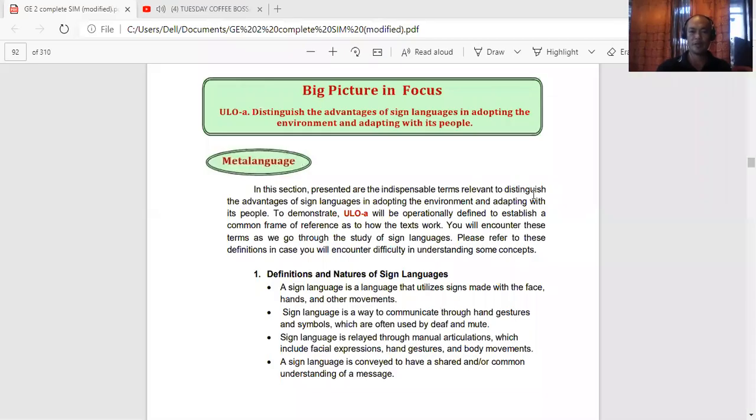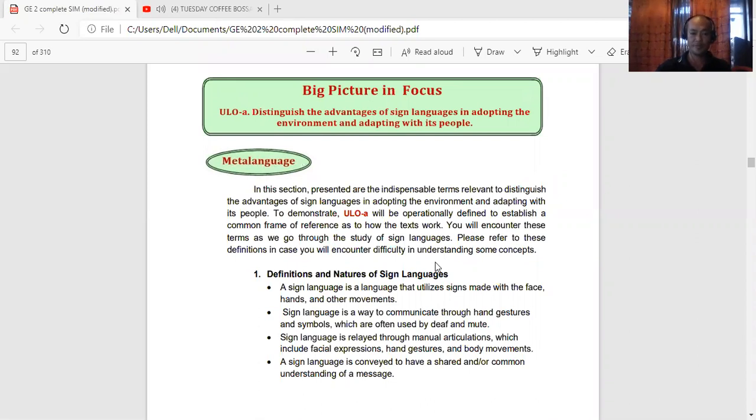Okay, good afternoon, class. Today is another day, a continuation of our lesson. We are now on ULOA, distinguished advantages of sign languages in adapting the environment and adapting with its people.